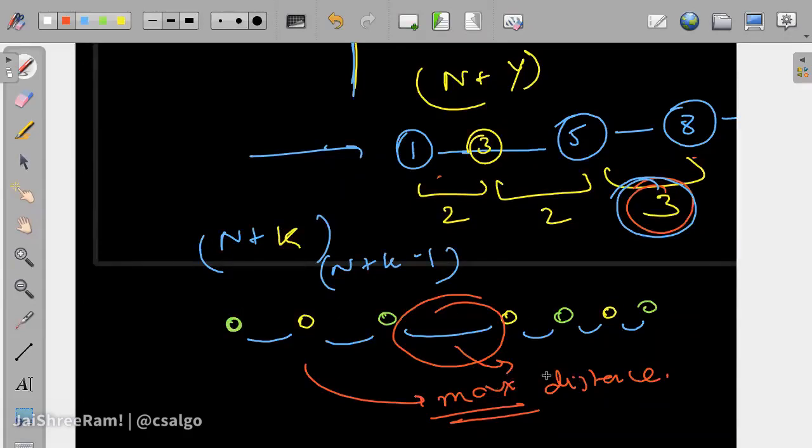No, k is just an integer. It's not fixed. So there are k points which are not fixed. You can place k points at any point on the line. And one more thing, at one integer value only one point can exist. You cannot place 2 points at one particular value.